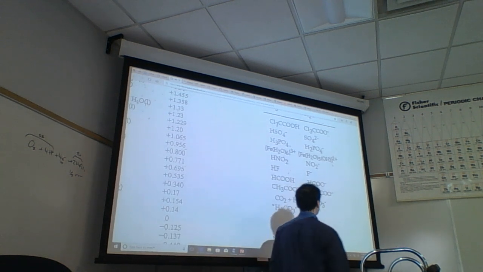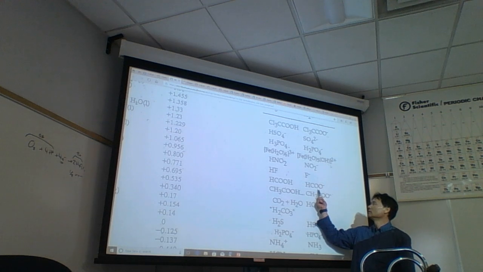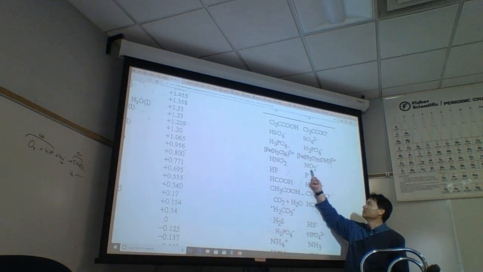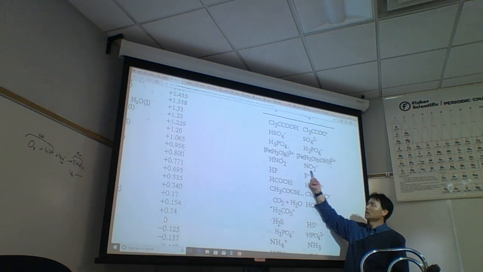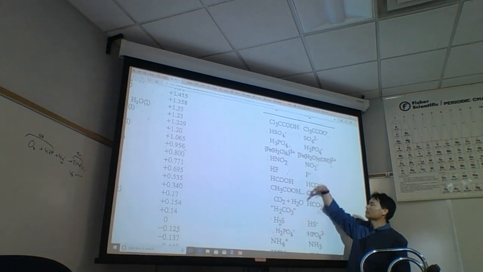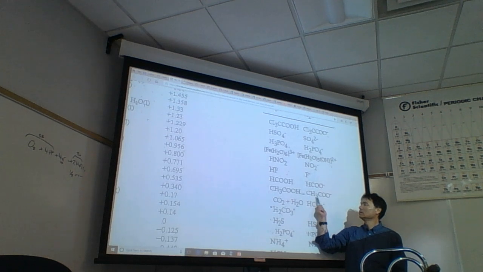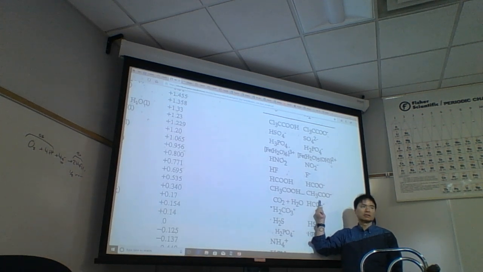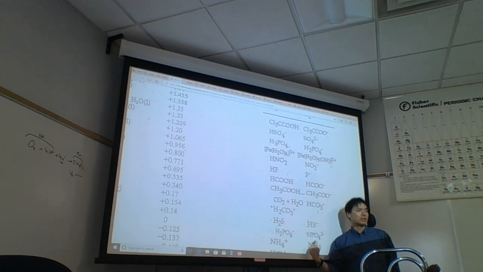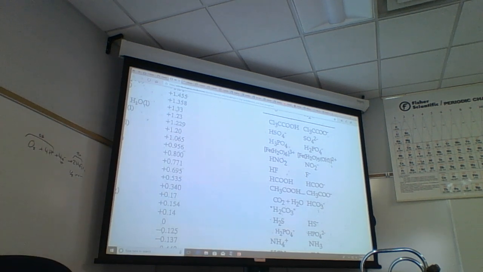So when I asked you, will it react with all bases? No, it won't. It won't react with formate, fluoride. It won't react with this one you should know the name of. Nitrite. It won't react with dihydrogen phosphate. It won't react with sulfate. In fact, it won't react with any base that's weaker than this one. This is acetate. It'll react with any base stronger than acetate. And so acetic acid reacts with any bases stronger than acetate.